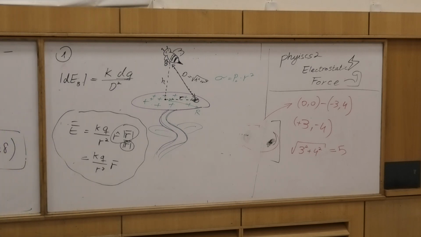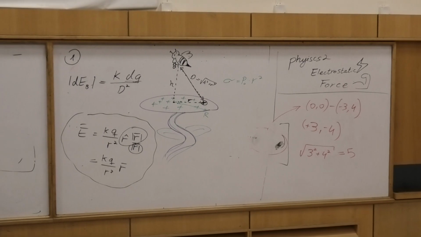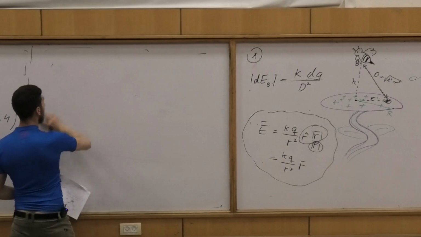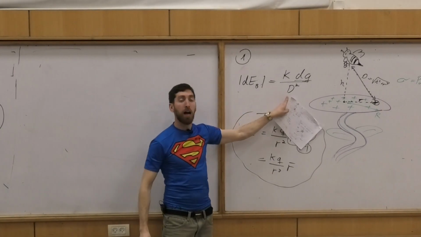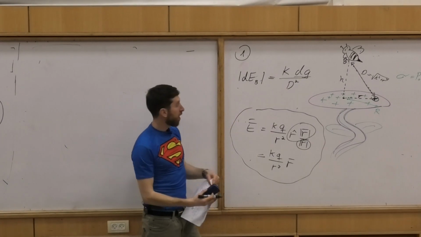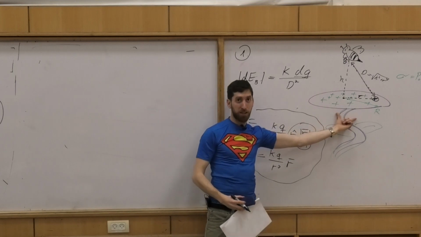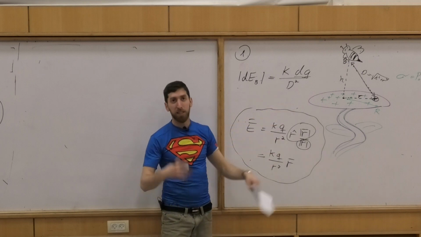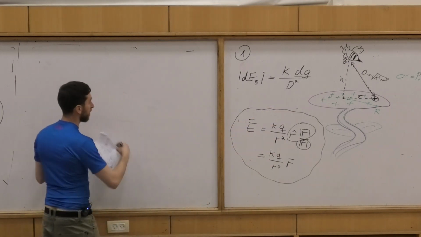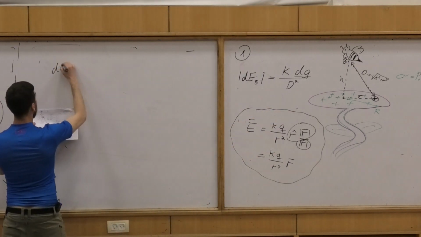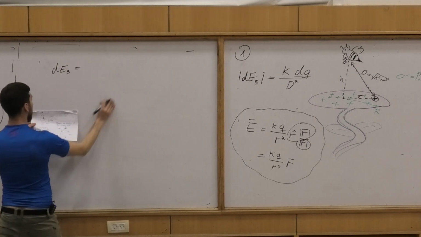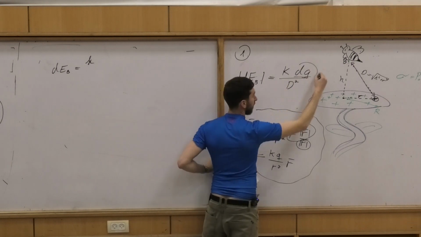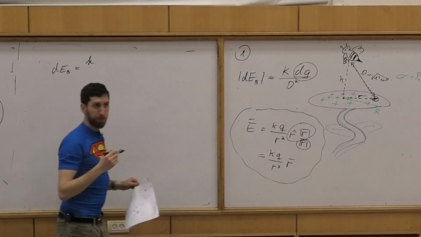So we already talked about d, the distance, and note that I really love to put d here, not r, because sometimes we have polar coordinates and we're going to already have r. So d as distance is a better notation in my opinion. So dE_B is equal to k, and right now we need to figure out what this term is.